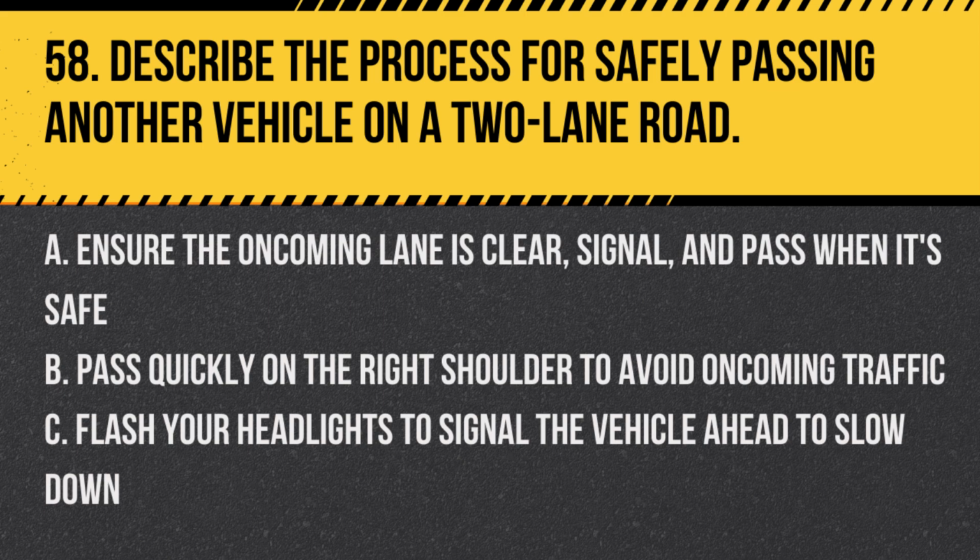Question 58. Describe the process for safely passing another vehicle on a two-lane road. A. Ensure the oncoming lane is clear, signal, and pass when it's safe. B. Pass quickly on the right shoulder to avoid oncoming traffic. C. Flash your headlights to signal the vehicle ahead to slow down.